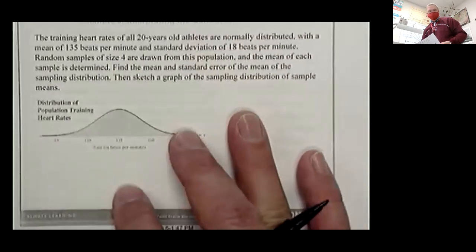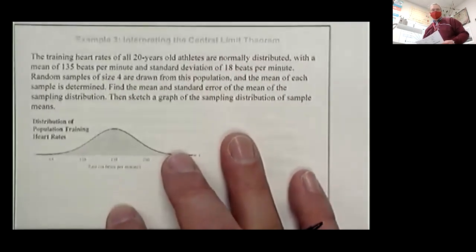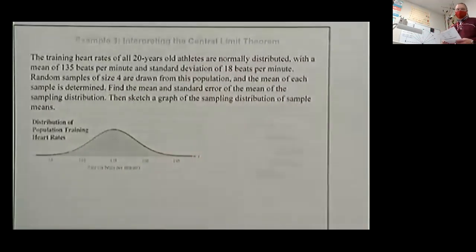Example 3. The resting heart rates of all 20-year-old athletes are normally distributed with a mean of 135 beats per minute, a standard deviation of 18 beats per minute. A random sample of size 4 are drawn from this population. The mean of each sample is determined. Find the mean and standard error of the mean of the sampling distribution, then sketch a graph of the sampling distribution. Well, your first thought is, well, n is 4.